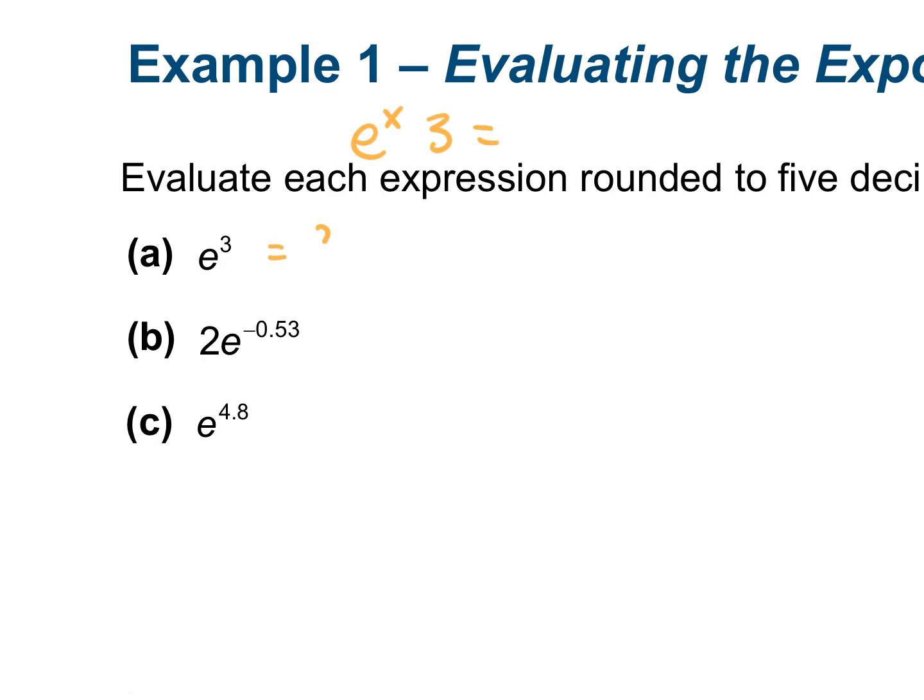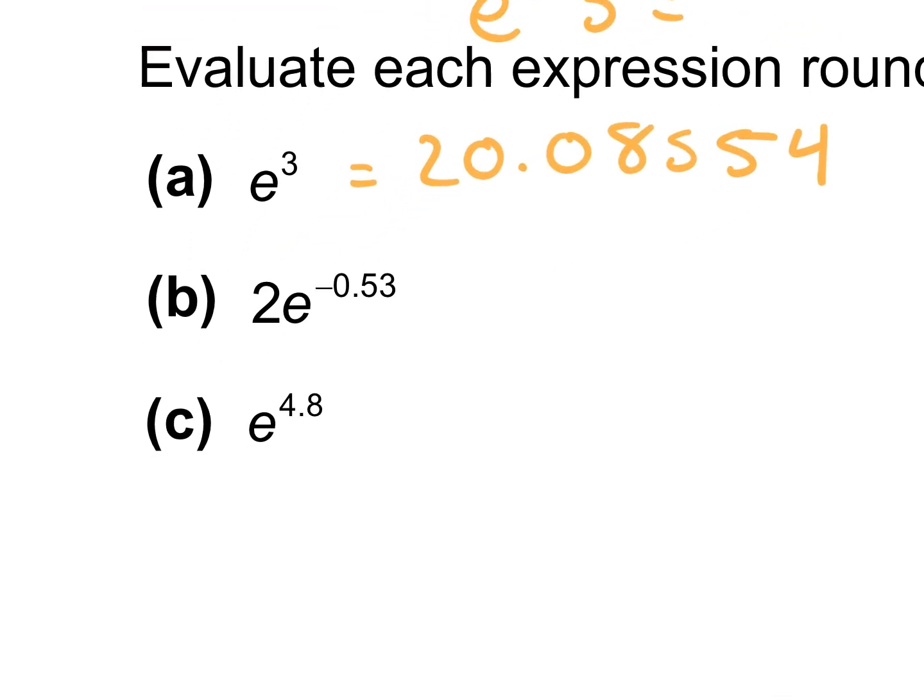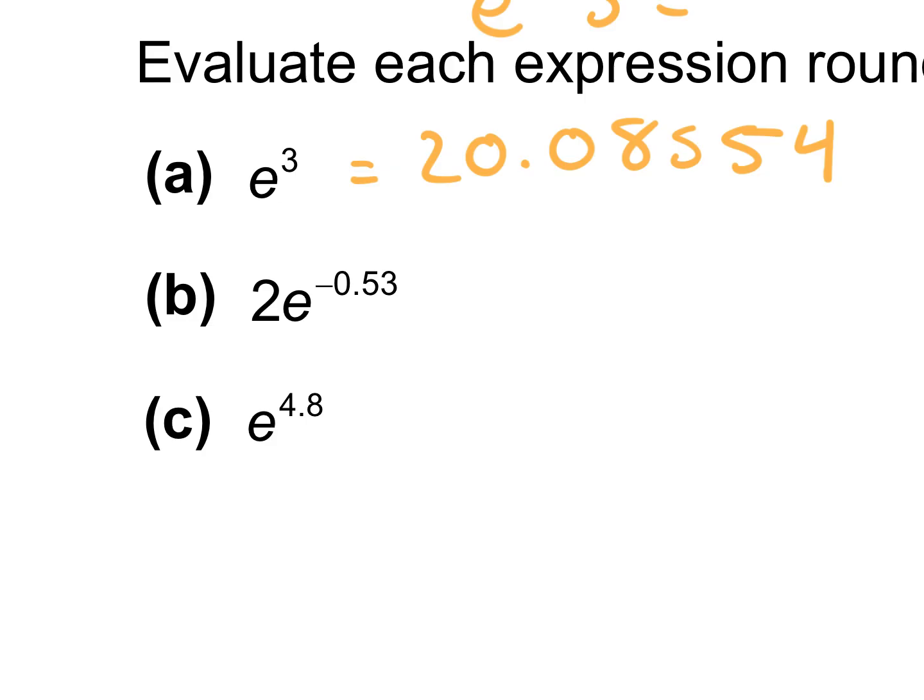And then you should get 20.0855. It says round to 5 decimal places. So when it goes 3, 6, the 6 would tell us to round up to 4. For B, when we do this, you can put it all into the calculator at once. Just make sure you know how to use your calculator. So I'm going to do it in 2 steps.